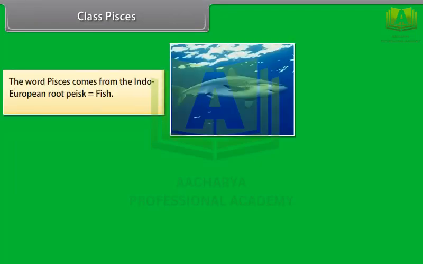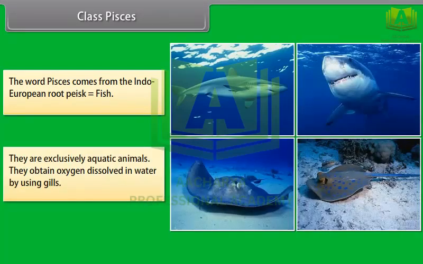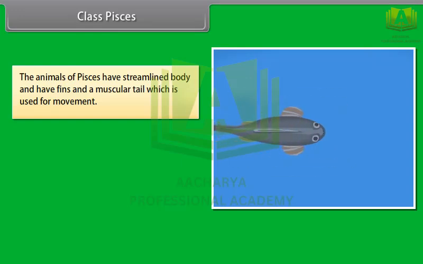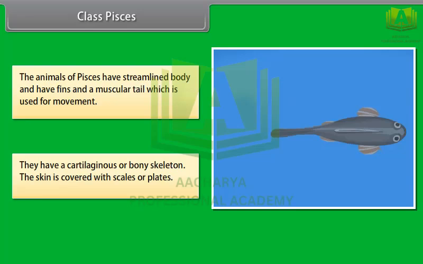Class Pisces. The word Pisces comes from the Indo-European root pesc. It means fish. They are exclusively aquatic animals. They obtain oxygen dissolved in water by using gills. The animals of Pisces have a streamlined body and have fins and a muscular tail which is used for movement. They have a cartilaginous or bony skeleton. The skin is covered with scales or plates.